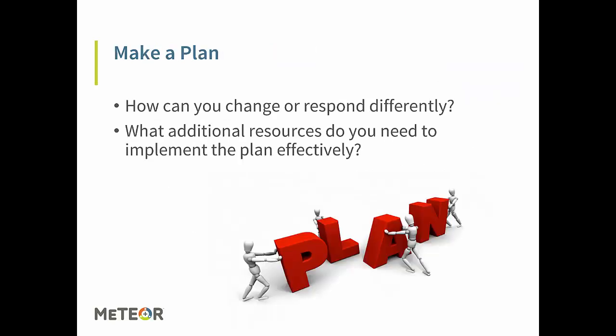Step 5 is to make a plan. Ask yourself the following questions. How can you change or respond differently? What additional resources do you need to implement the plan effectively? After teachers have considered alternative explanations and developed a different interpretation of a situation, they are finally able to change their behavior. Teachers can experiment with responding differently, noting what happens and reflecting on their reactions and feelings as well as on the student's response.